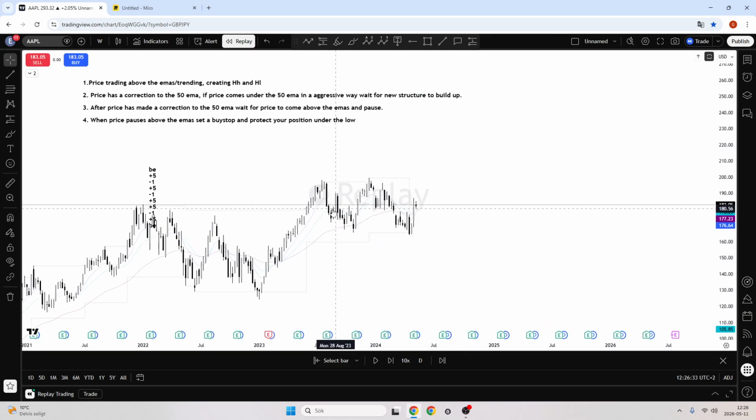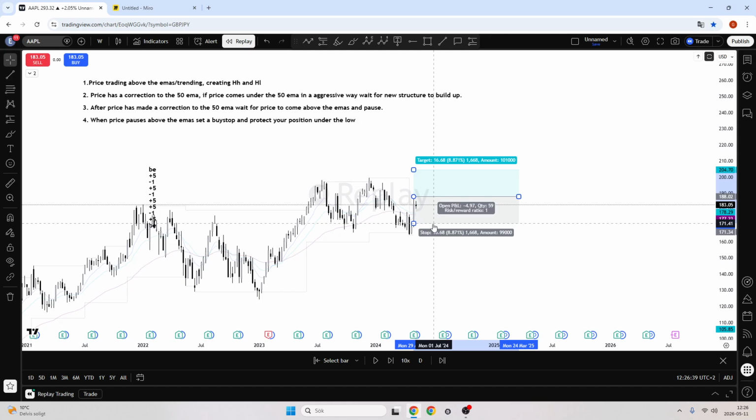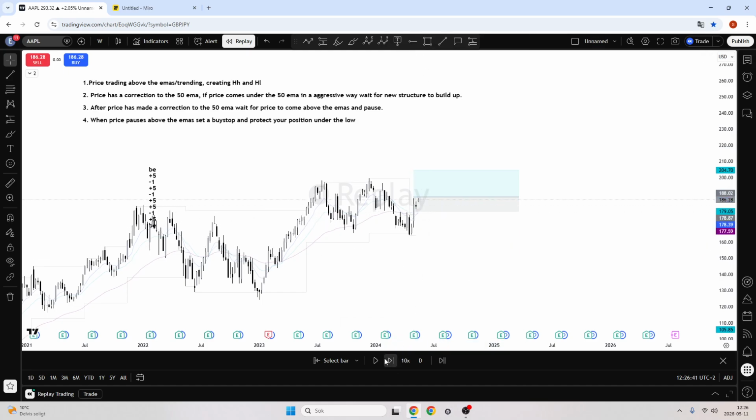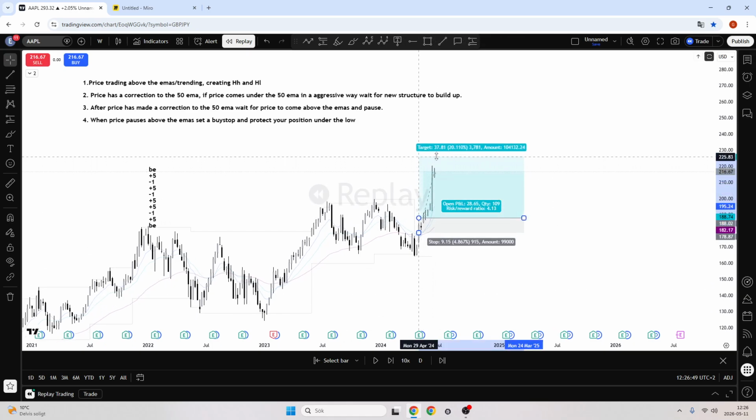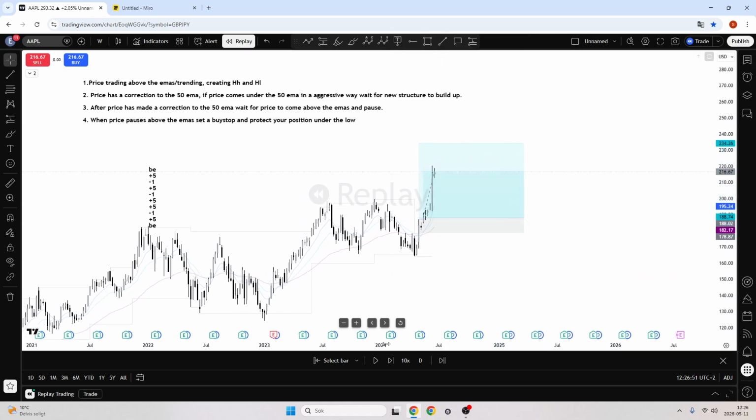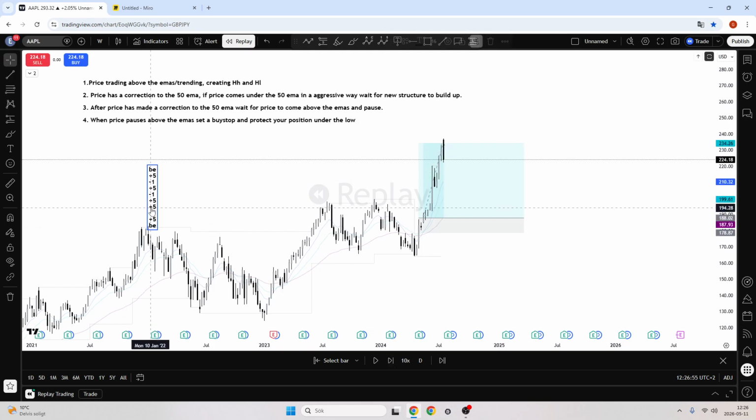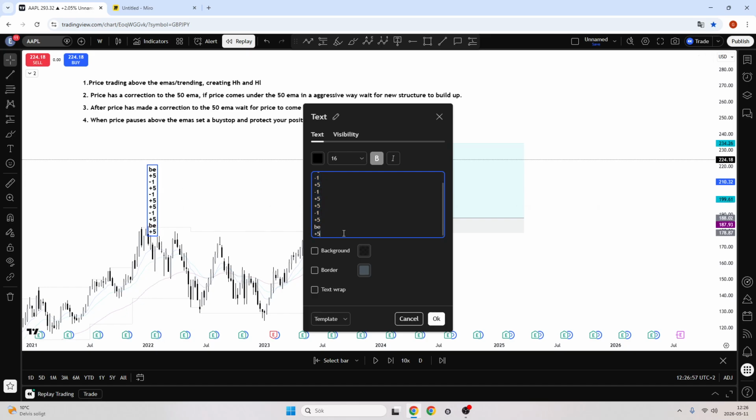So actually I had this: comes down to the 50 MA aggressively, gets bought up. We have a pause right here above the MAs. We throw a buy stop at that point right there. Wait for your 1 to 1. Gets tapped in. Look for your 1 to 5. This position is at break even. Reaches 1 to 5. You close your full position.